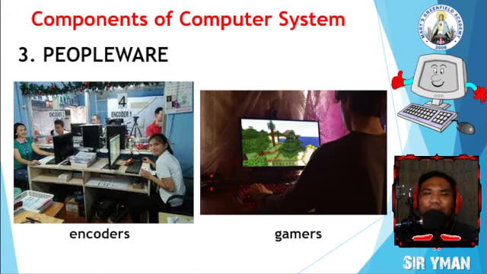And of course, siyempre huwag kalimutan ang mga naglalaro, gamers, di ba? Ano kayo nilalaro nito? Okay, sige. I know now. So what do you think? Ano yung nilalaro niya? Minecraft. Yes, it's Minecraft, oh. So pati mga gamers, kasama rin sila sa tinatawag nating peopleware. So lahat, everyone, kahit sino ka pa, basta gumamit ka ng computer, you are a peopleware.